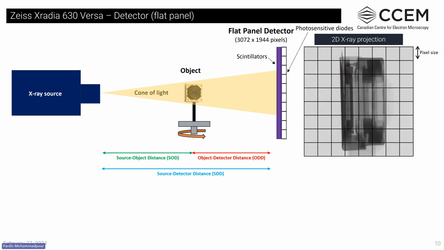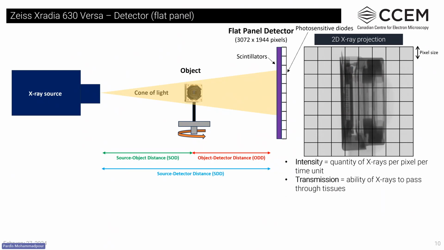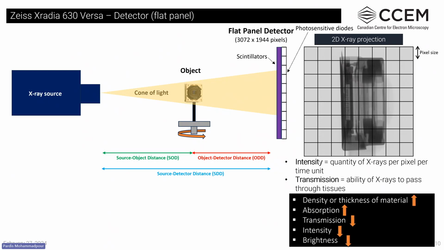Detectors measure the intensity of the X-ray. Intensity is essentially the quantity of the X-ray per pixel per unit of time. Transmission, or the ability of the X-rays to pass through the sample, is another important concept in XCT. When the material is denser or thicker, the X-ray absorption is higher, and subsequently the transmission, the intensity, and the brightness are lower. That's why it appears darker on the image.